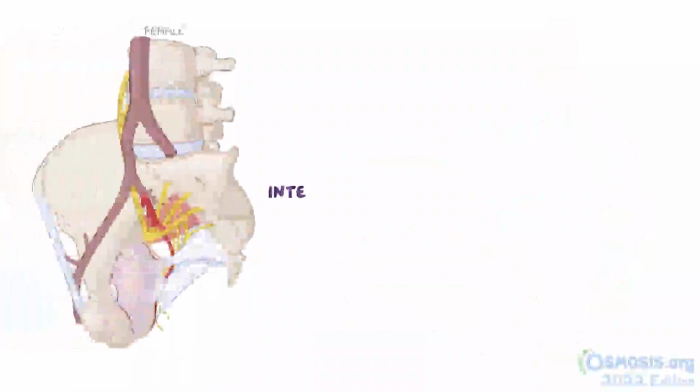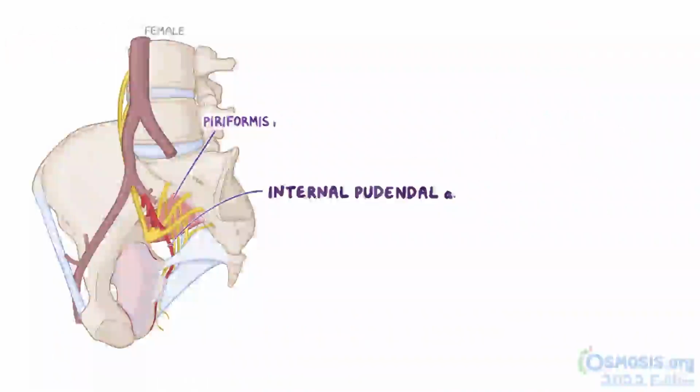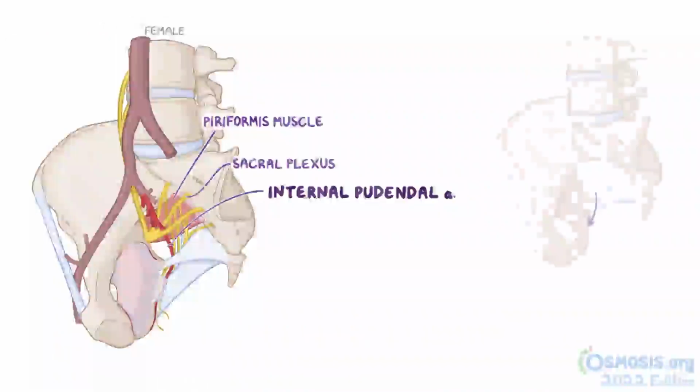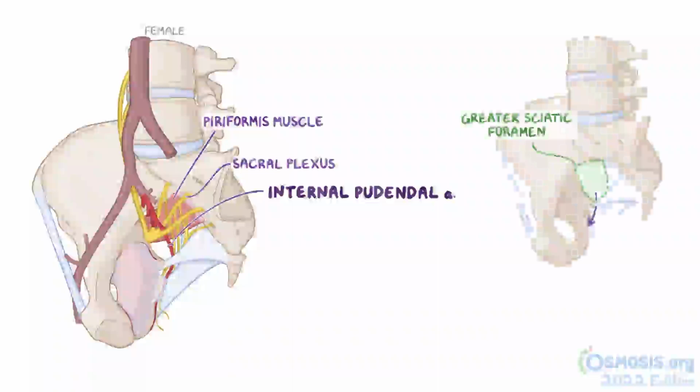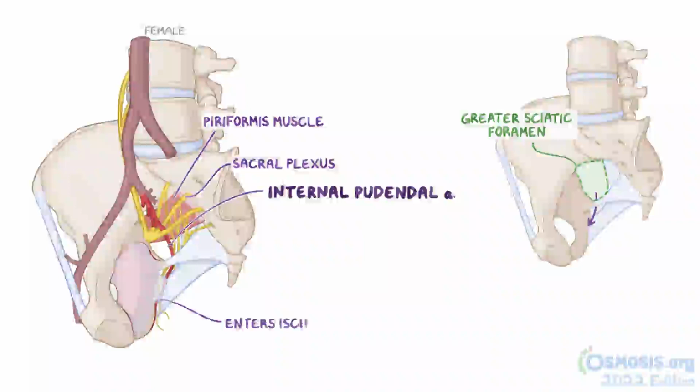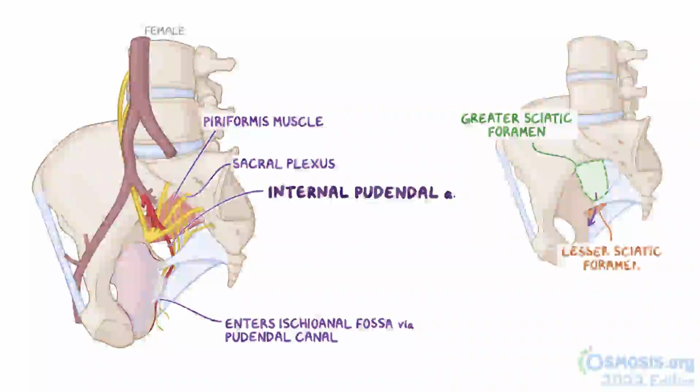There's also the internal pudendal artery, which descends and runs anterior to the piriformis muscle and the sacral plexus. Then it leaves the pelvis by going through the greater sciatic foramen inferior to the piriformis muscles. Finally, the internal pudendal artery loops around the ischial spine along with the internal pudendal vein and the pudendal nerve to enter the ischioanal fossa via the pudendal canal. Then it passes through the lesser sciatic foramen to supply structures in the perineum.